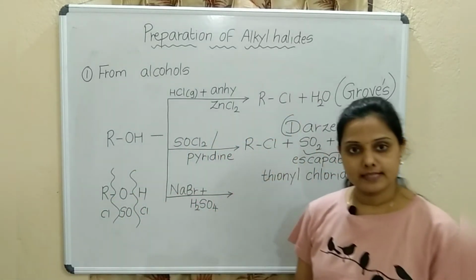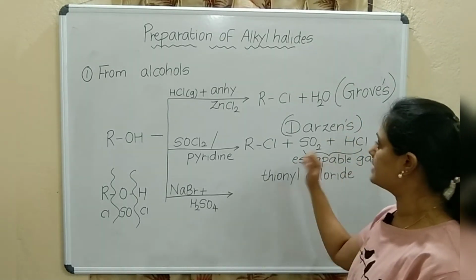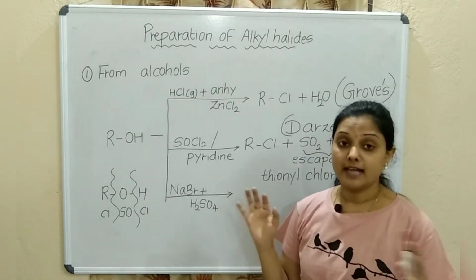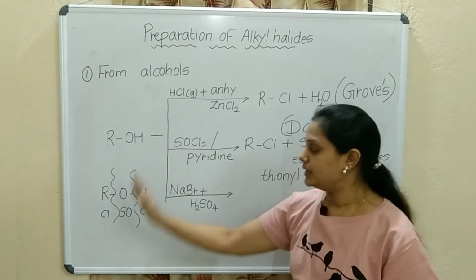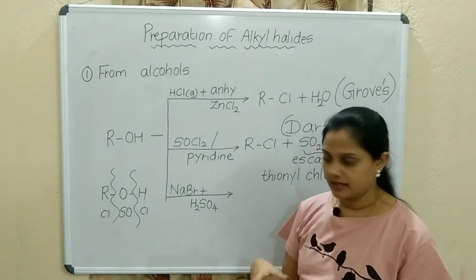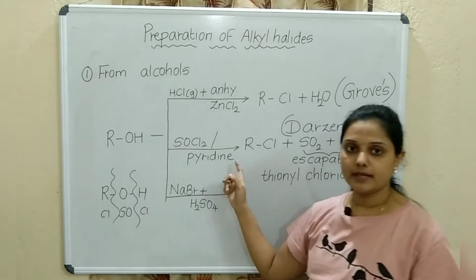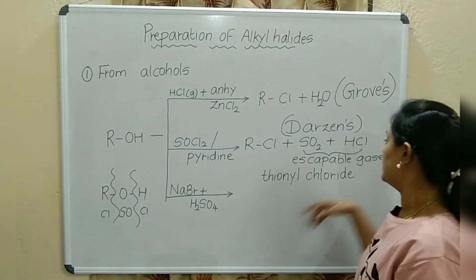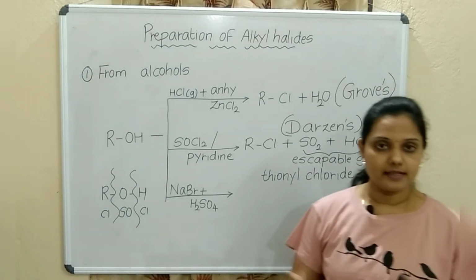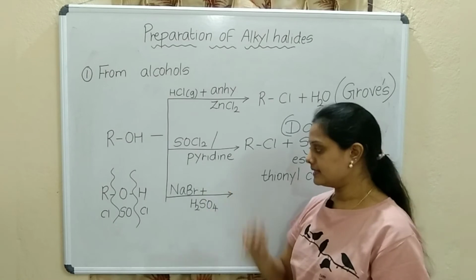So understood the first and second, Groove's process and Darzon's process. In Darzon's process, you need to break the bond. Remember, it is in the presence of pyridine. Why pyridine? It is a basic compound. HCl is produced, an acid, so to neutralize the effect, a base is needed.